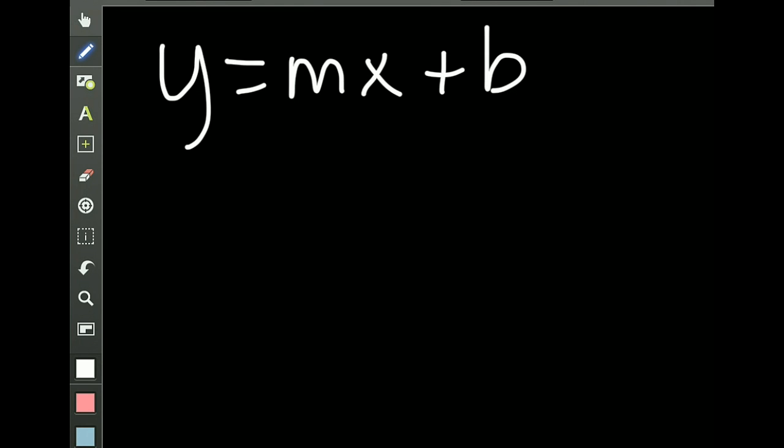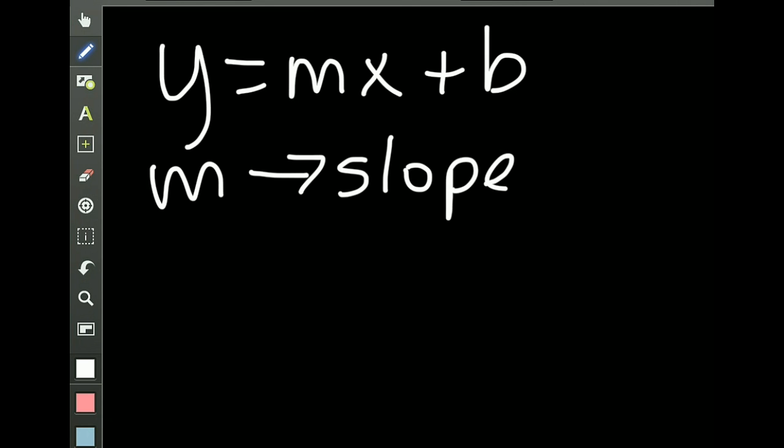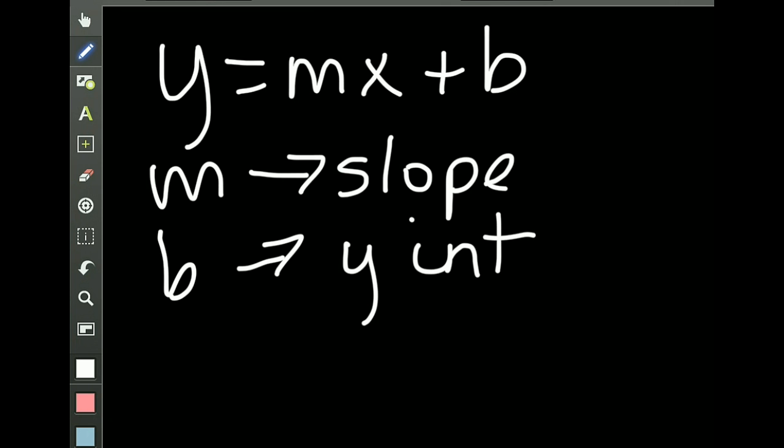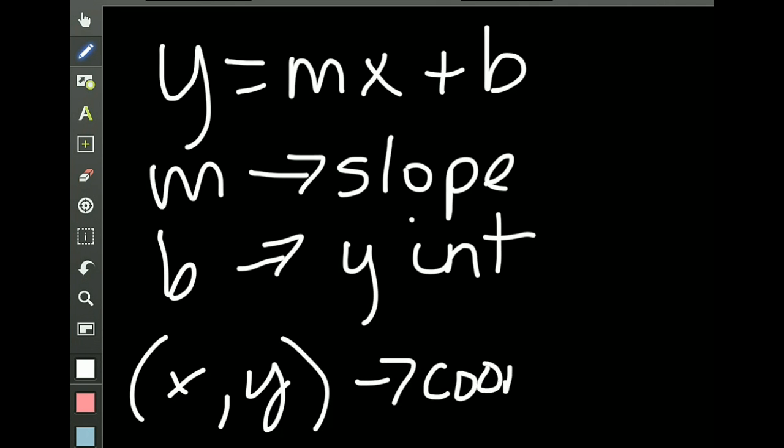John, tell me what slope-intercept form is, please. It's y equals mx plus b. Brian, what does m stand for? M stands for the slope. And b? It is the y-intercept. What are x and y? X and y are the coordinates of our point, right? Yes.